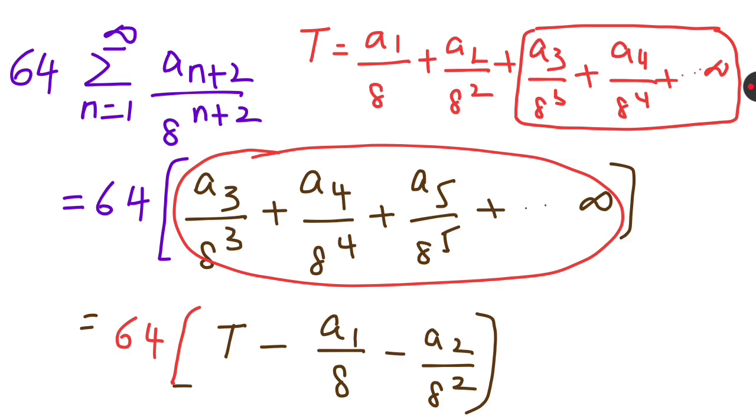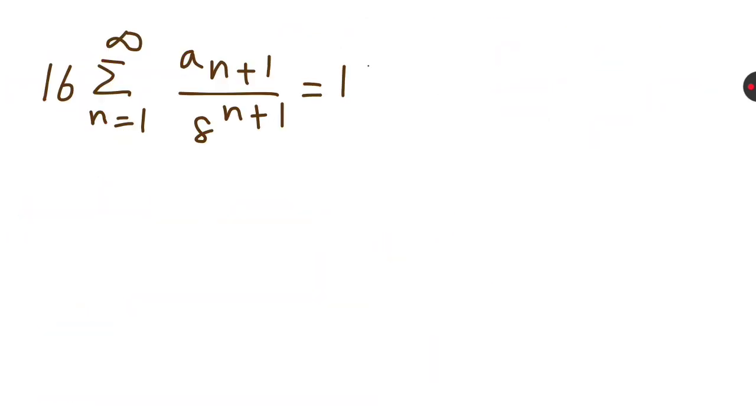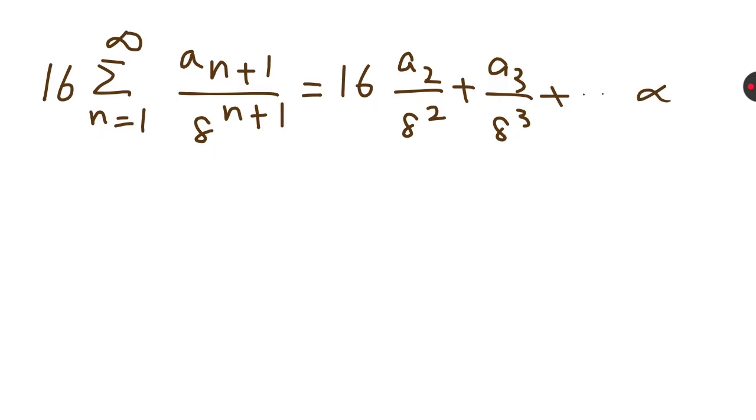Now observe the right hand side first term. What is the right hand side? 16 an plus 1 over 8 power n plus 1. Let's take that and observe that. So we can write this as 16. Substitute n as 1. So then we are going to get a2 over 8 raised to the power of 2 plus a3 over 8 raised to the power of 3 up to so on infinity.